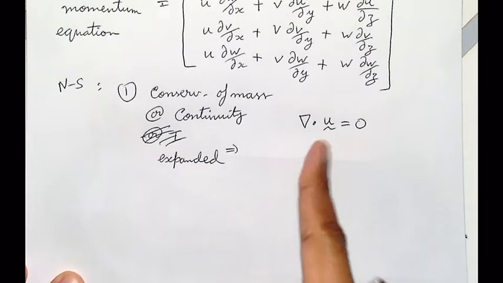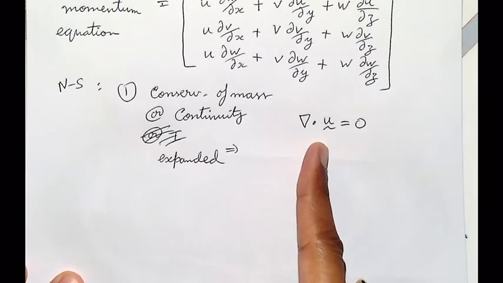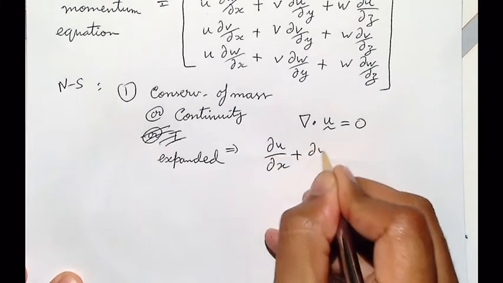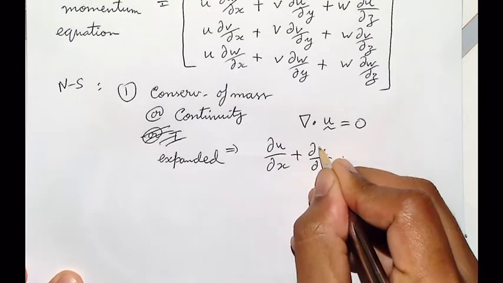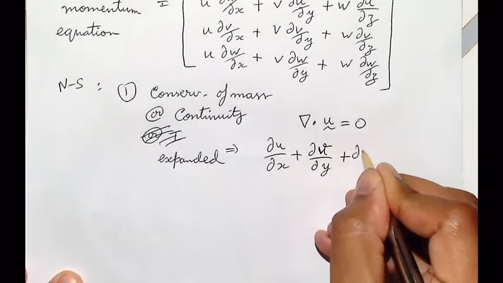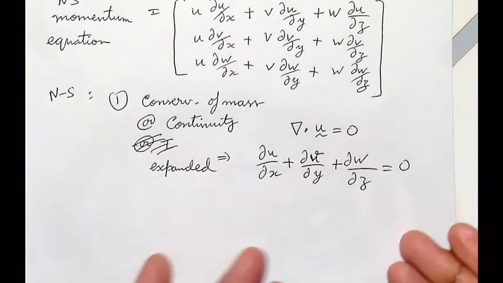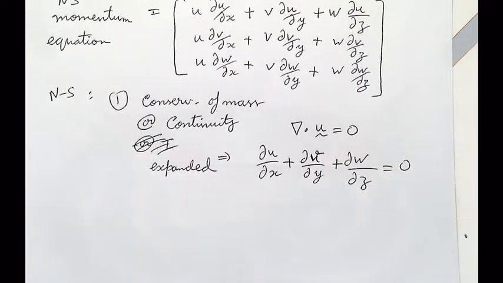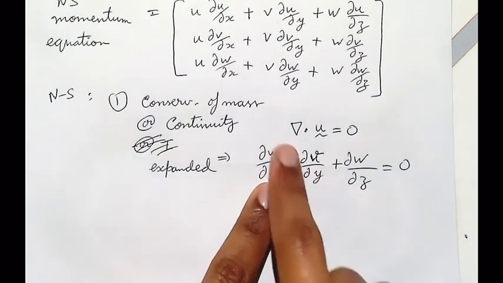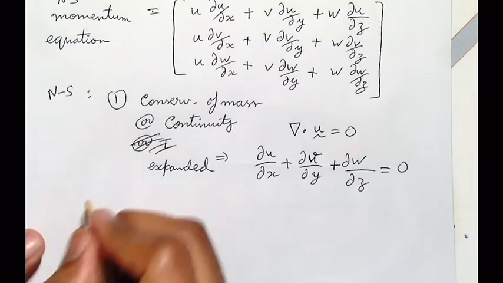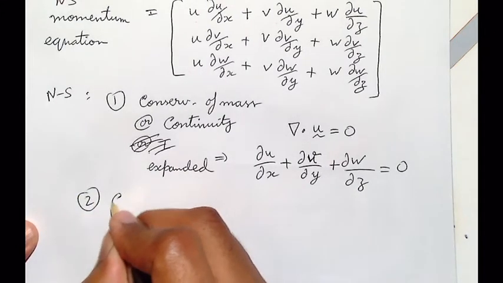Okay, what should I write? du dx plus dv dy plus dw dz. Okay, nabla dot u can be written as du dx plus dv dy plus dw dz. Again, if you forget this, go back to taking dot products of nabla and u individually. Right, the next one is conservation of momentum.